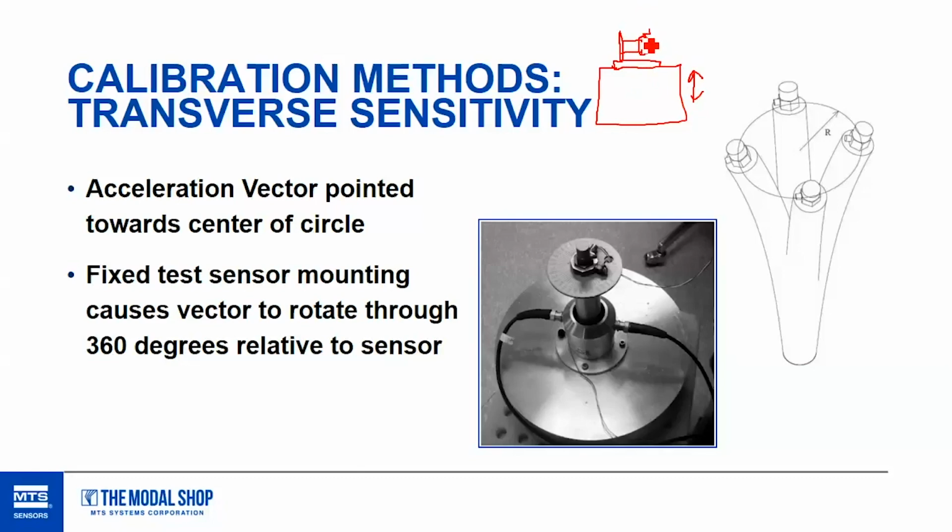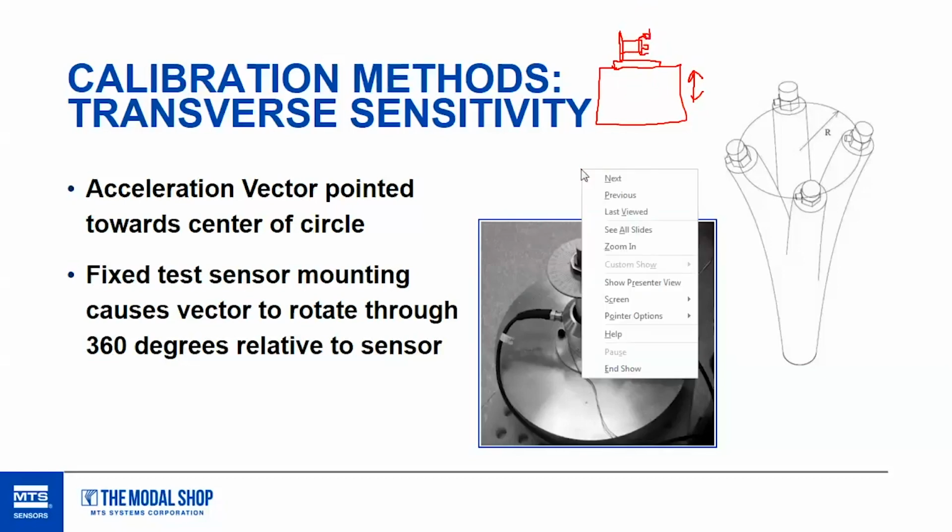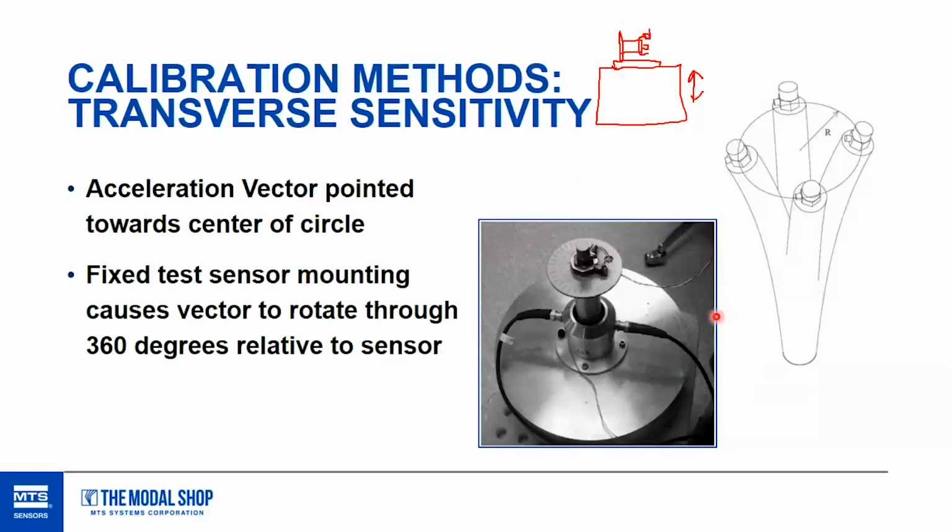So the quicker way that we've come up with to do this is to use this thing down below, a transverse sensitivity calibrator. What it does is you mount the sensor on top, and you have XY accelerometers. You can see those on here that are going to measure the acceleration in the X and Y direction.